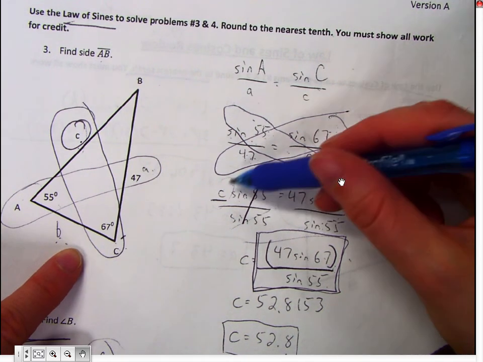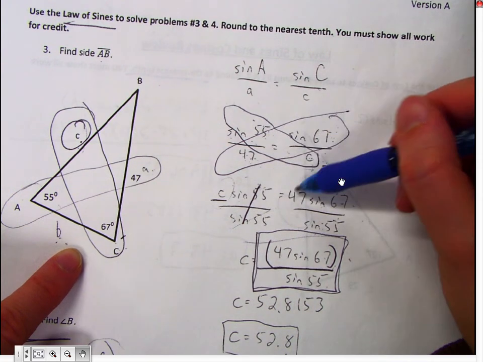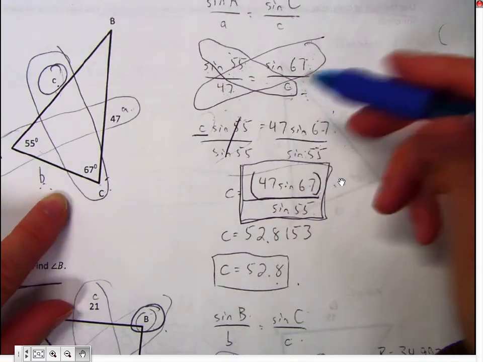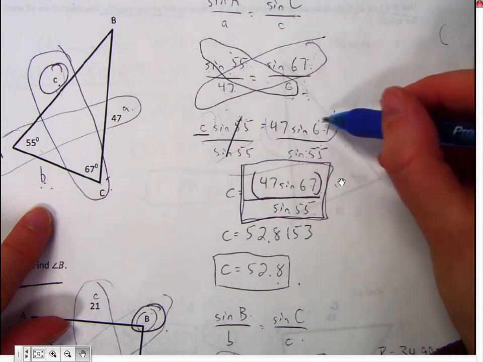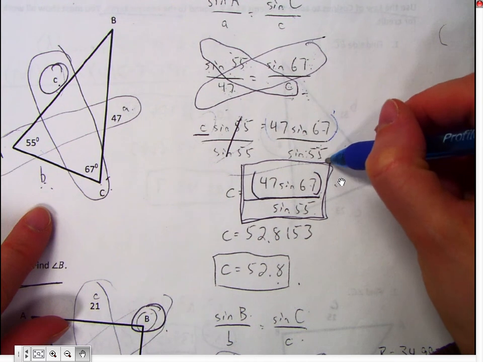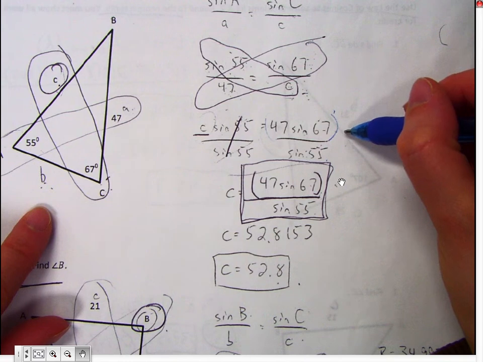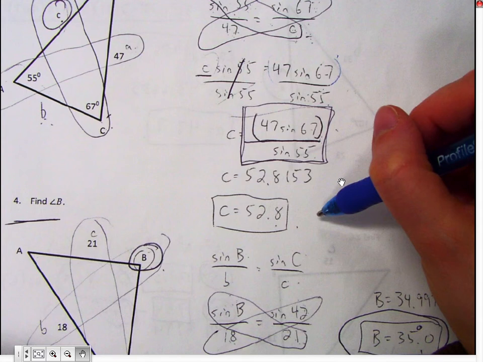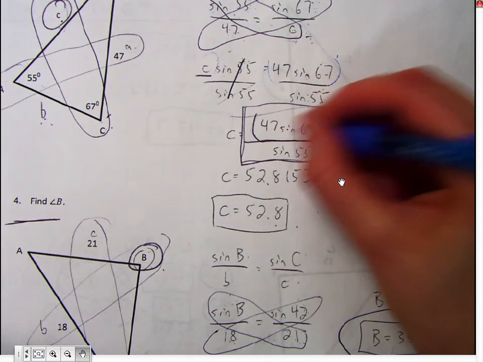C times sine of 55 is C sine 55. 47 times sine of 67 is 47 sine of 67. Then I divide it by sine of 55. I make sure I put the top part in parentheses in my calculator. So I put parentheses 47 sine 67 and parentheses, divide by sine of 55, making sure that division sign is outside the parentheses. And I get 52.8153, and I just round to 52.8. Is it important to put parentheses? Yep, the top.